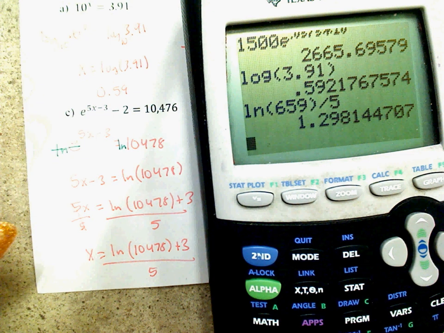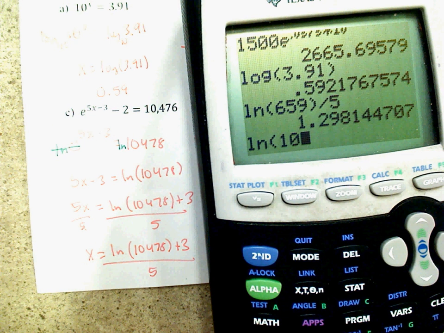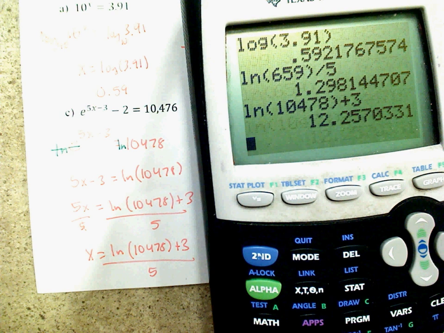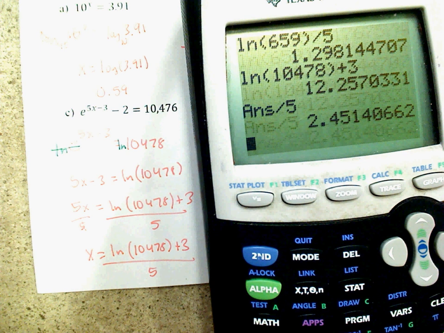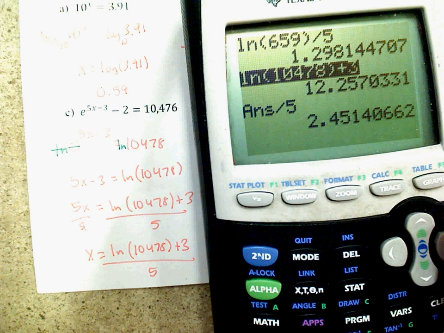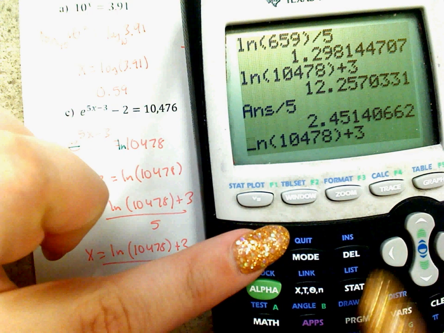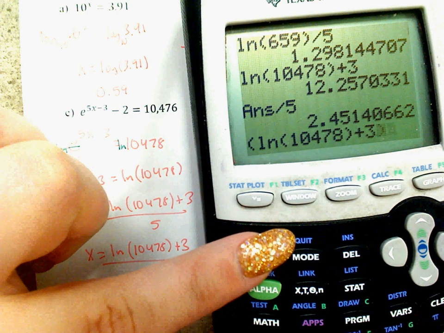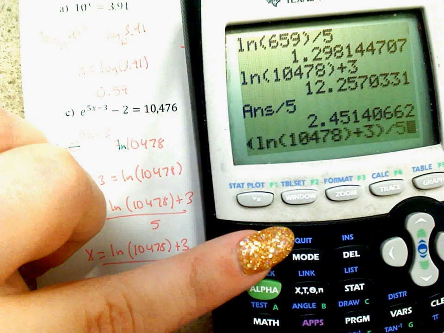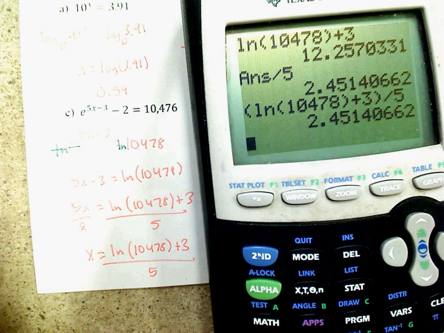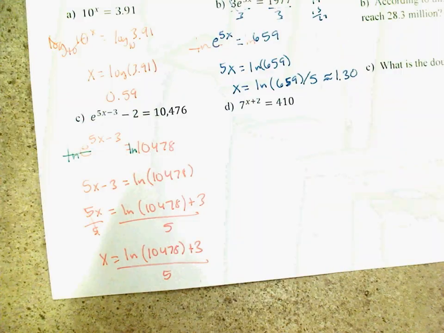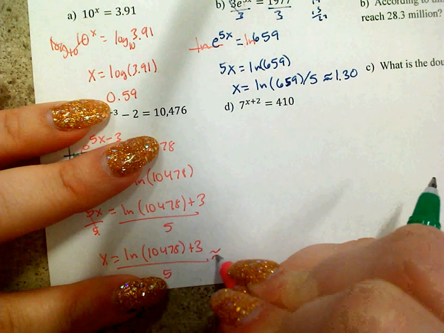Natural log of 10,478 plus 3, enter, and then divided by 5. Or you could have done parentheses around all of it, and then divided by 5. Either way, we get 2.45. So approximately 2.45.